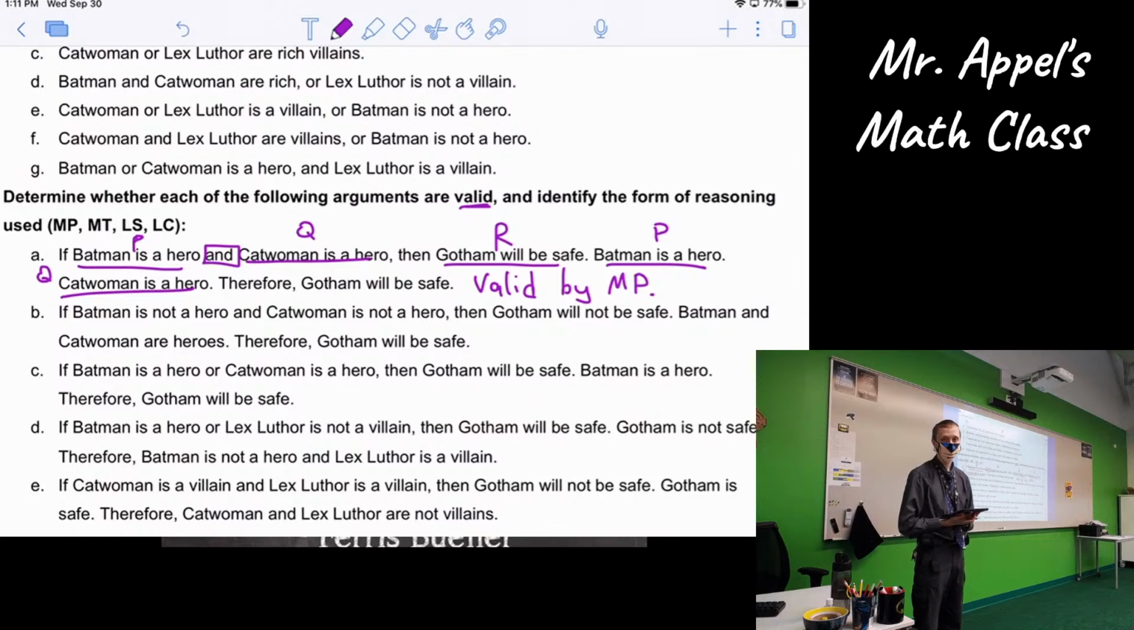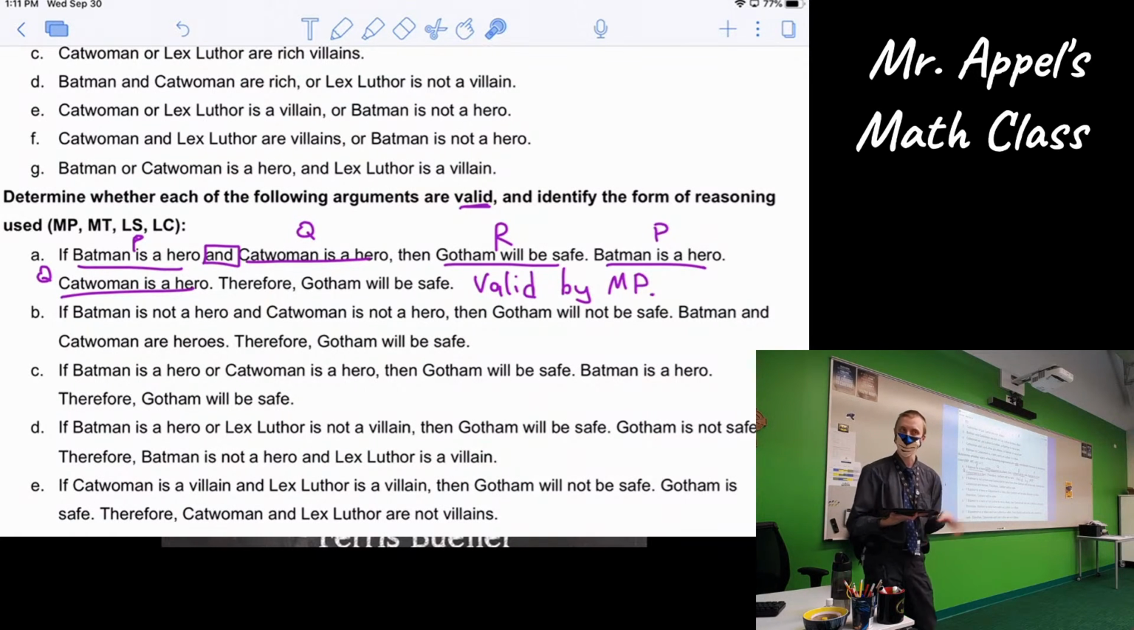Okay, so that is our final answer. That is all I need from you. You do not need to mark up which statement is which there. If that helps you, go for it, but it is not required. Because I'm not asking you to rewrite the argument in symbolic form here, as you've done in the past. Just check, is it valid? If yes, by which one?